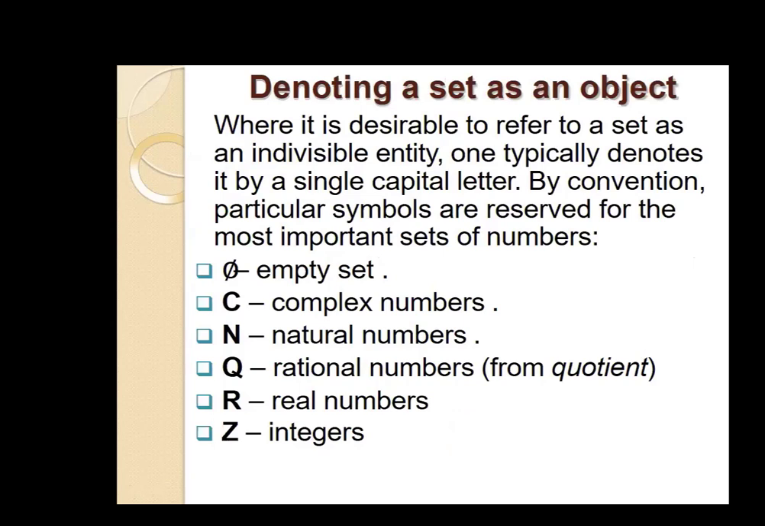Now we will come toward our next slide, which says how should we denote a set? Every kind of set can be denoted by a different type of alphabet. Where it is desirable to refer to a set as an indivisible entity, one typically denotes it by a single capital letter. Keep it in your mind that here we have to represent a set with a single capital letter. By convention, particular symbols are reserved for the most important sets of numbers.